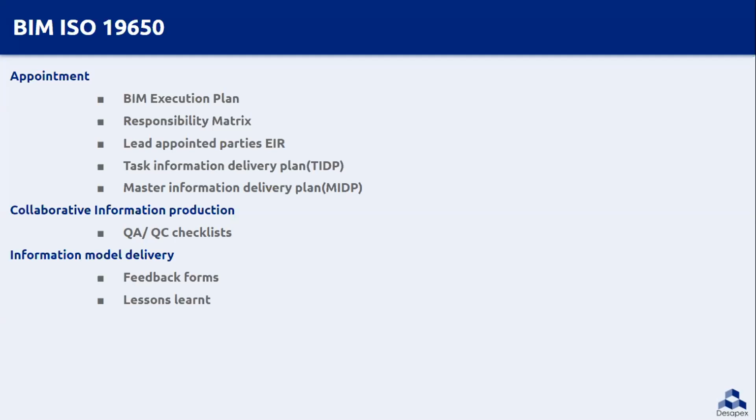We have to maintain a QC checklist for ensuring the quality check processes and record so that we can improvise based on the quality issues highlighted by the team. As part of a closeout, we have to get feedback from the lead appointed party and the project and prepare a list of lessons learned in our journey.